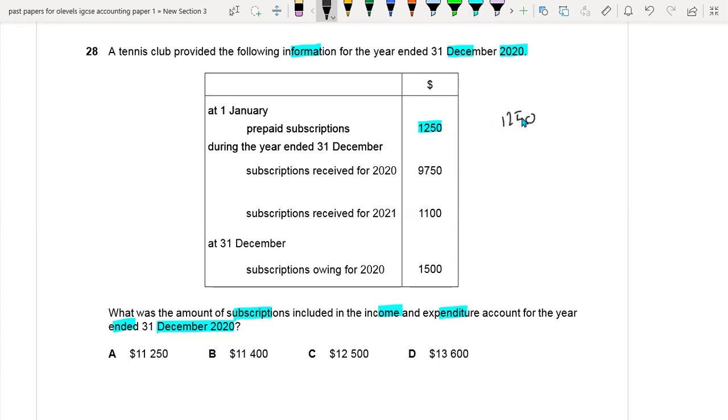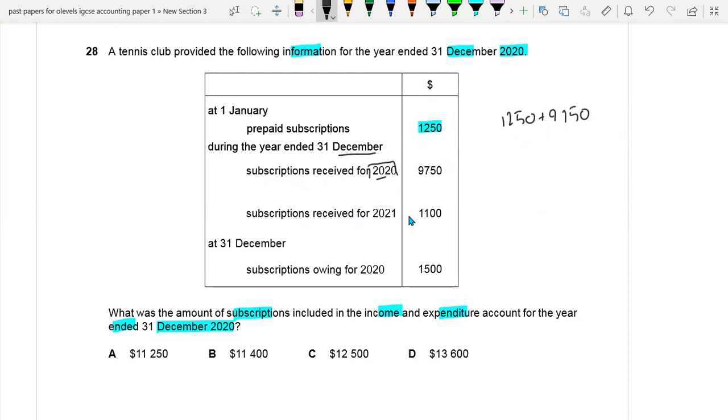1250. And if you maybe don't know what I am doing and why I am adding something and subtracting something, you can follow your income account. It means you can make a subscription account and put all the values according to the format. At that time you will have the same answer. Okay, during the year ended 31st December, subscription received for 2020. Because this subscription was received in 2020, of course this would be part of the 2020 income. So we are going to add it.